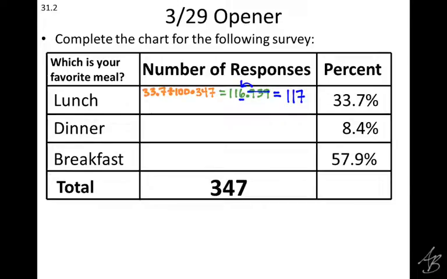So we get 117, and since we had some work in our box here along with an answer, we need to make sure we identify our answer with a box or a circle, so make sure that it's clear that that is your final answer.